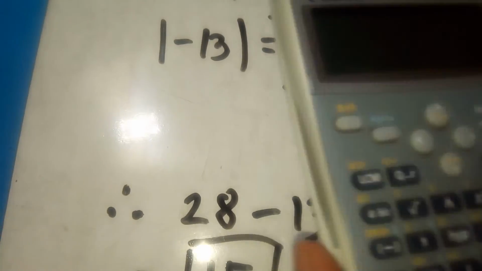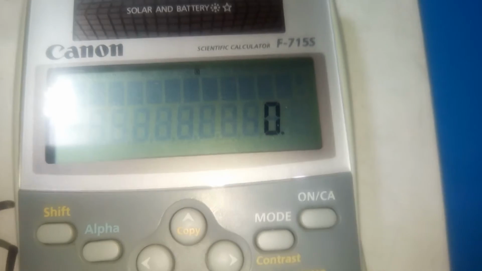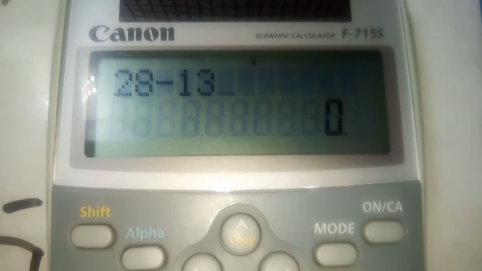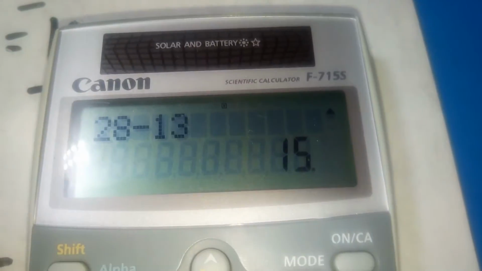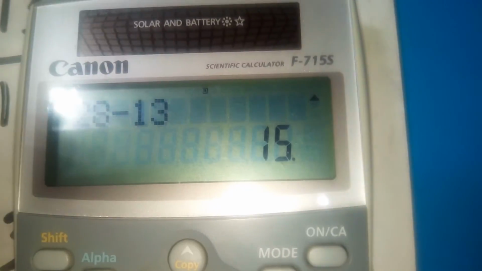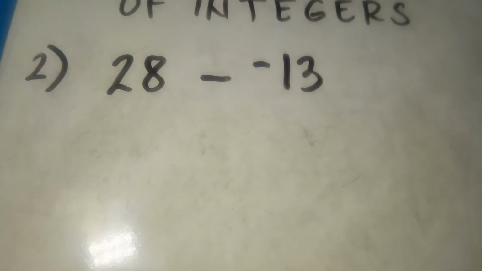Let me check using my calculator. So that's 28 minus 13 equals 15. The result is also 15, so that's correct.